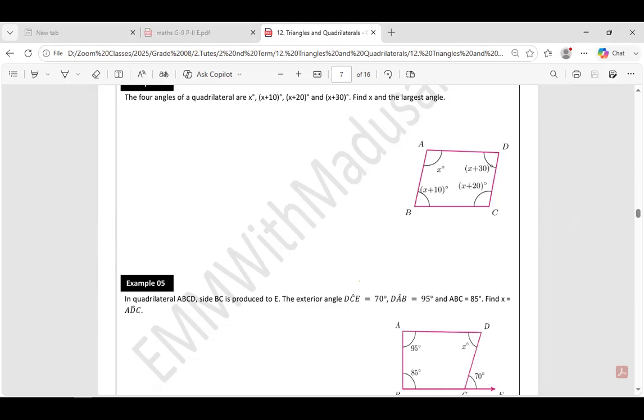Equal to 75 degrees. I need both examples, 4 and 5.